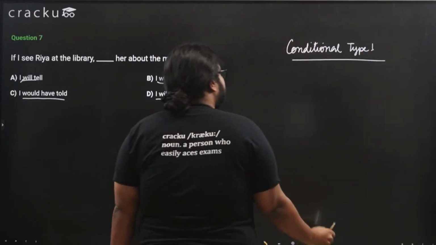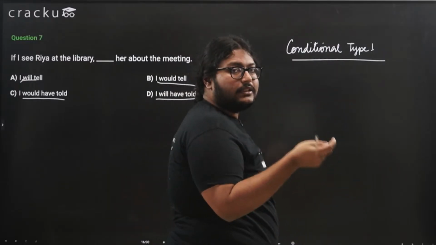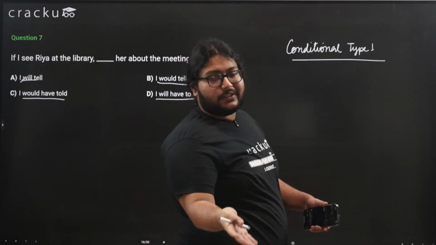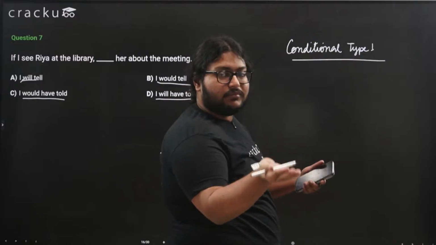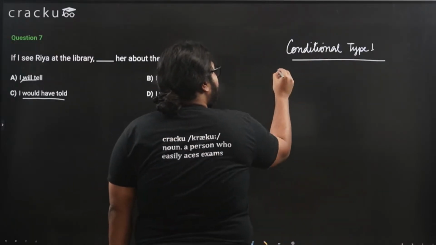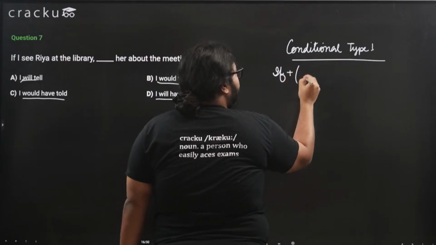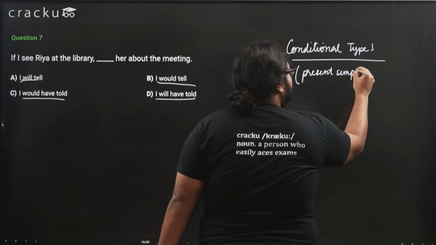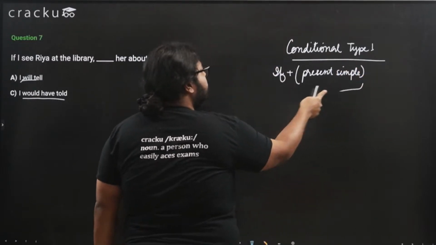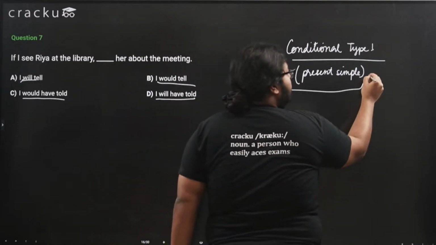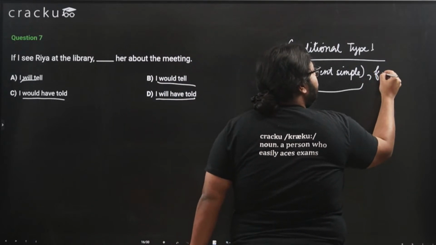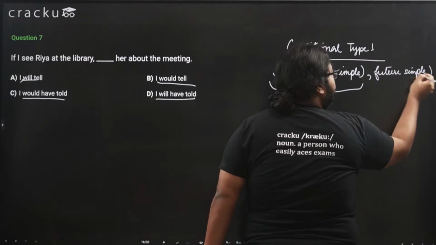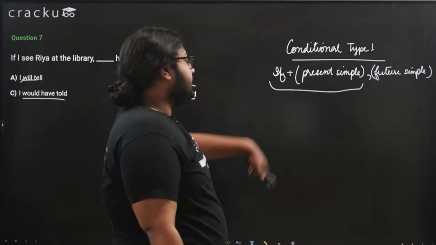What a conditional essentially is, is any sentence which has an if clause. So if this happens, then that will happen. If is the condition. So that is a conditional. For a type 1 conditional, the structure is if plus present simple. So the conditional clause will have this structure, if plus present simple, and the main clause will have a future simple. This is the structure for a conditional type 1.